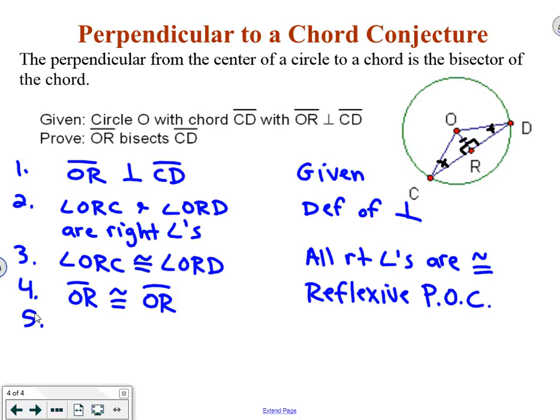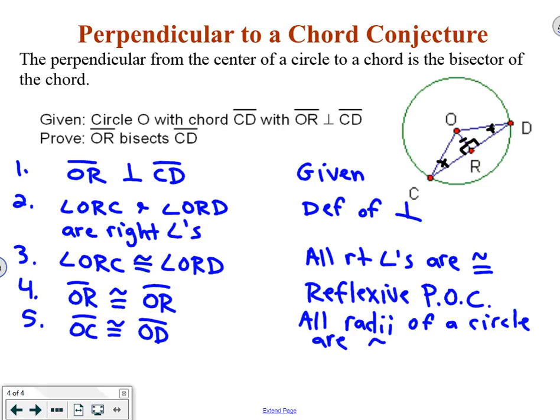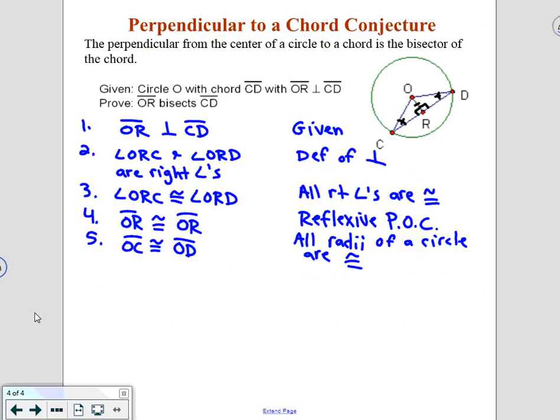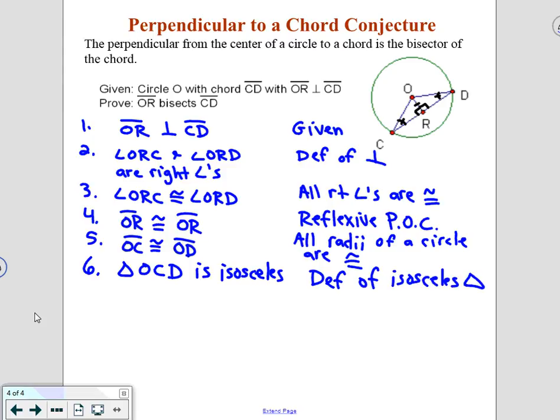Step 5, OC congruent to OD. All radii of a circle are congruent. That leads us to triangle OCD is isosceles, definition of isosceles triangle. Then we can state angle C congruent to angle D, isosceles triangle theorem.